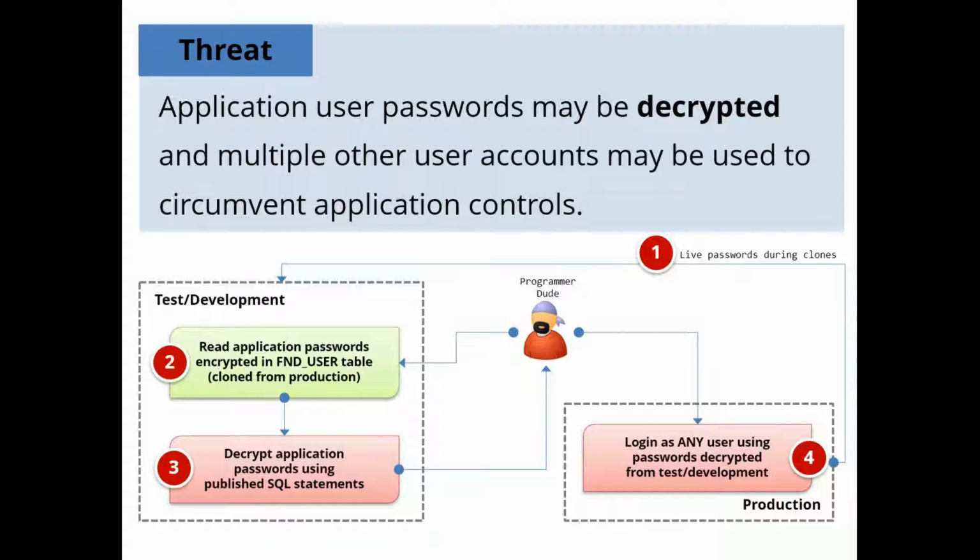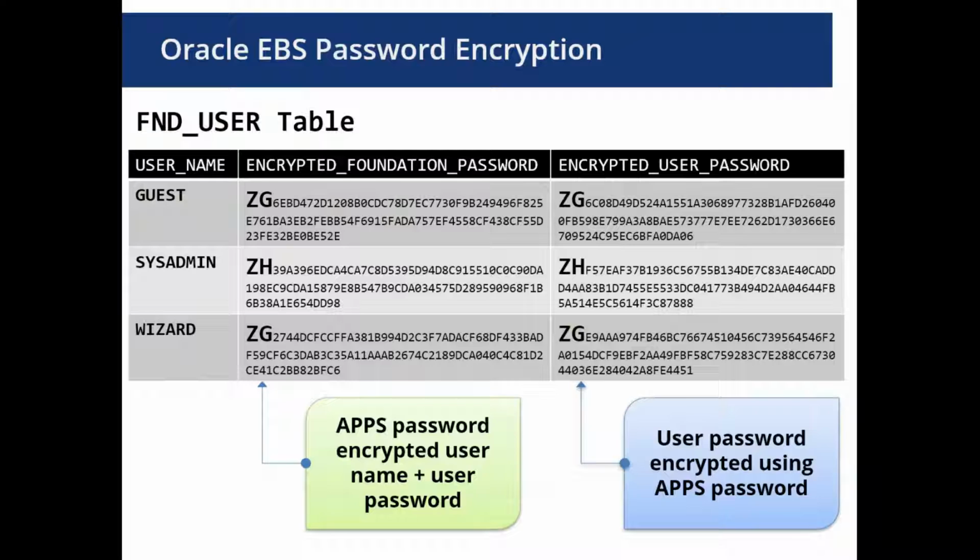And so therefore, the programmer potentially can go into test and development, decrypt all the passwords that are the same passwords in both test and development as well as production, get the passwords for virtually everyone in the application, and then log into production with those passwords. So how does this work? What is the issue behind the scenes?